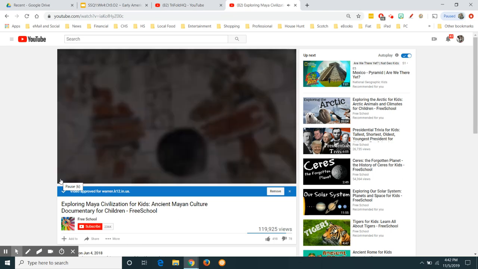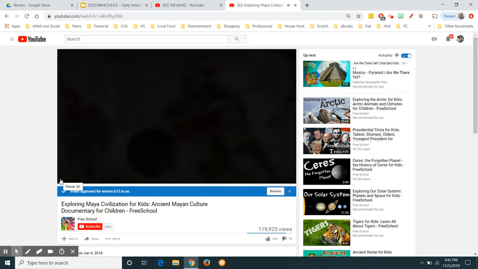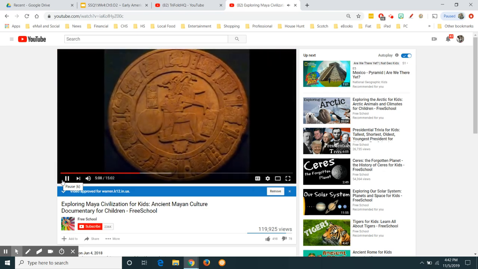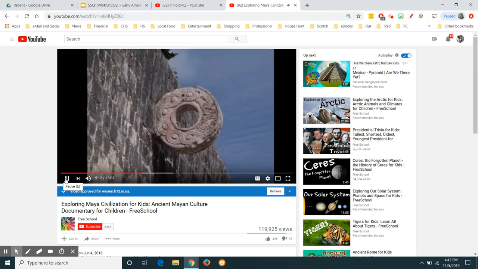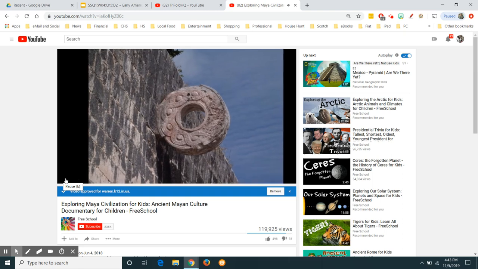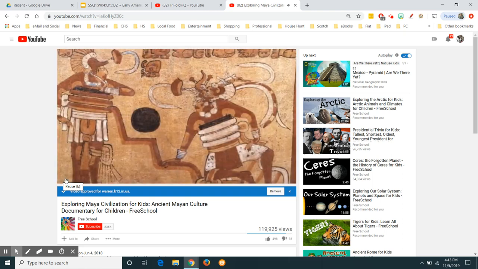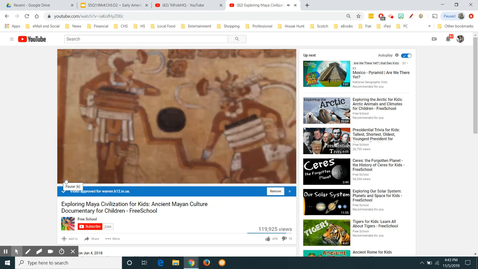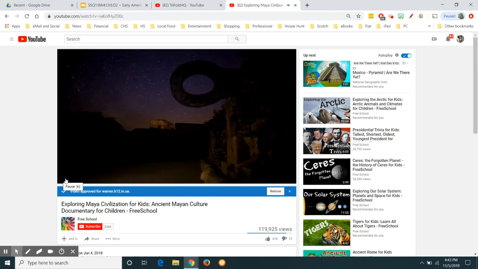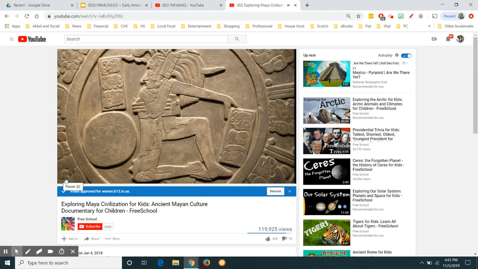Players were not allowed to move the ball with their hands or feet, instead hitting it with their hips, elbows, and knees to keep it in the air. The players tried to get the ball through a small stone hoop high up on a wall of the court. Getting the ball through the hoop ended the game, but it was so difficult to do that the games could go on for weeks. The ball game was more than just a sport.